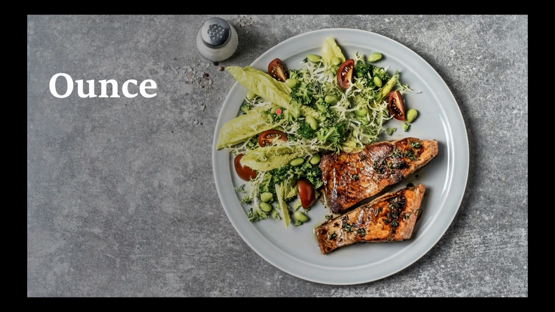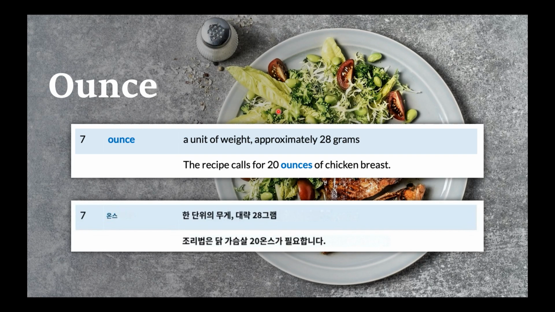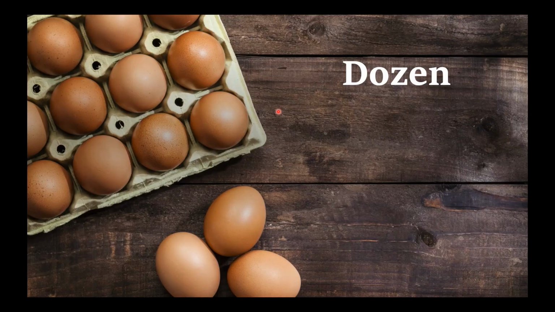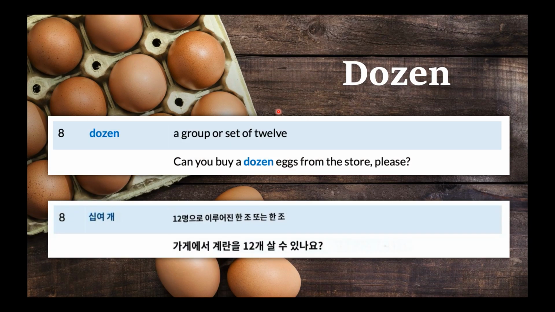Ounce. A unit of weight, approximately 28 grams. The recipe calls for 28 ounces of chicken breast. Dozen. A group or set of 12. Can you buy a dozen eggs from the store, please?